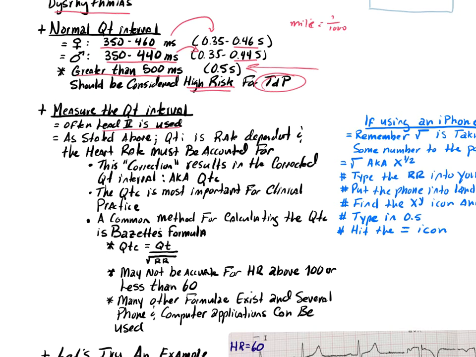So as we said, it is rate dependent, and the heart rate must be accounted for. This correction results in something called the corrected QT interval, and QTc is the standard abbreviation for the corrected QT interval. Does that make sense? That's the one. It is the most important for clinical practice, for making decisions on how to treat somebody, what medications you are going to use, or whether you are going to use medications. There are about half a dozen different formulas out there that can be used. I don't know that there's any evidence to suggest one is superior to another. They all work in some situations and don't work as well in other situations.